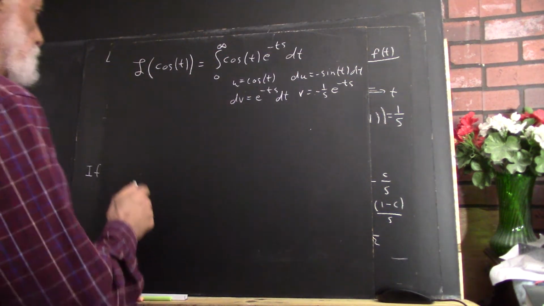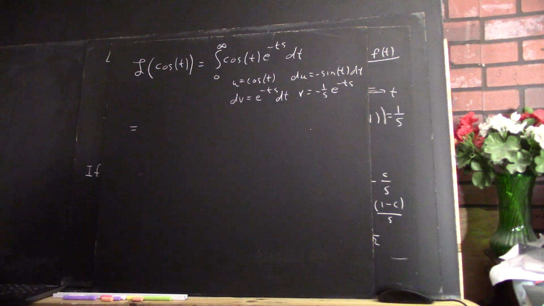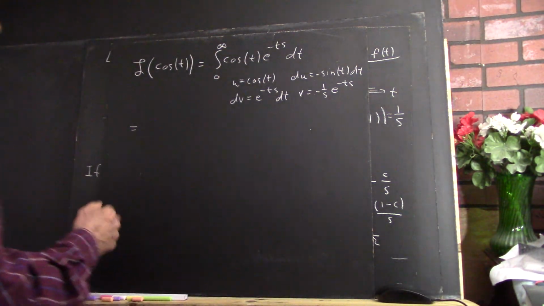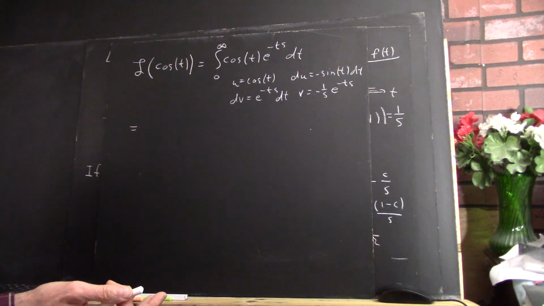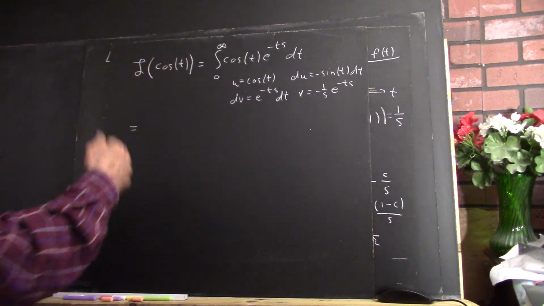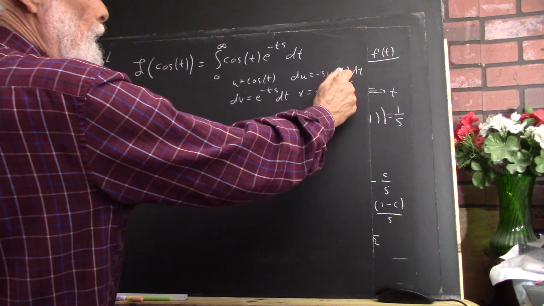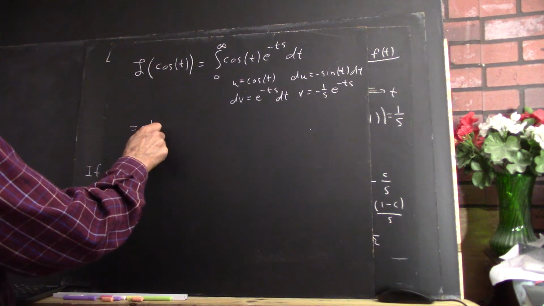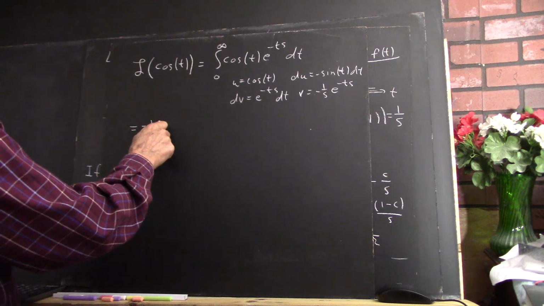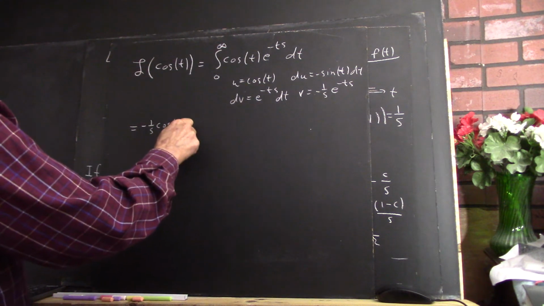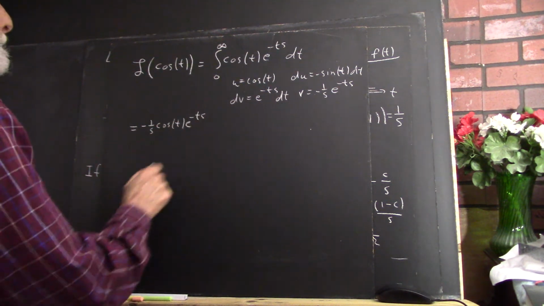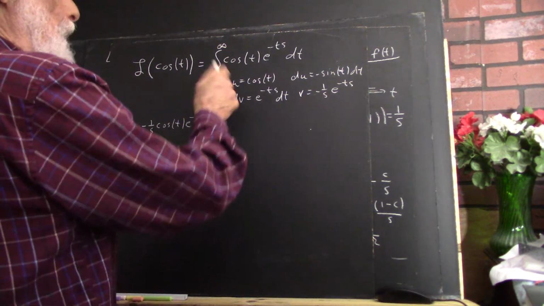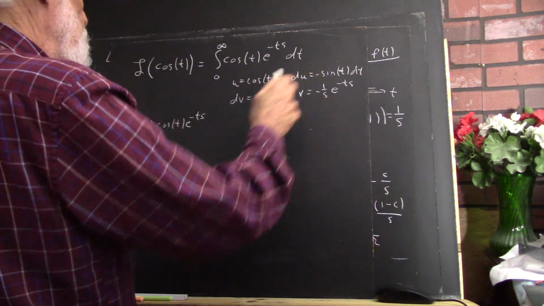And in this case, we're going to get something that we can't necessarily integrate without another integration by parts, and then we have a recurrence, but you'll see what it is. Okay. So this is going to be uv, so it's going to be negative 1 over s cosine of t e to the negative ts, and then it's going to be minus the integral of v du.